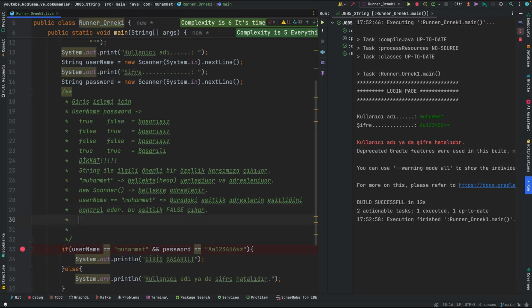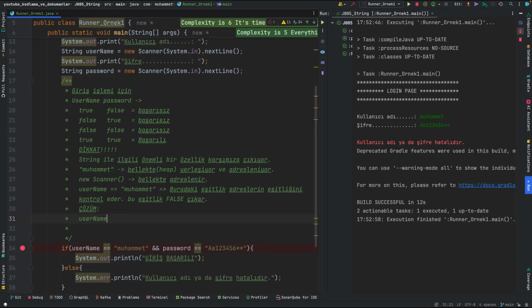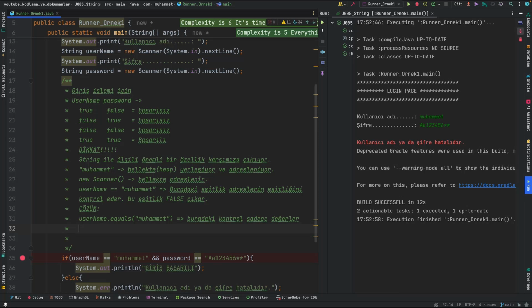So, how do we solve it? Let's solve it. Look, inside the string, in other words, inside username, the equals method is used for this. Guys, what does equals mean? Does it mean are they equal? The equality check here, guys, is performed only based on the values.